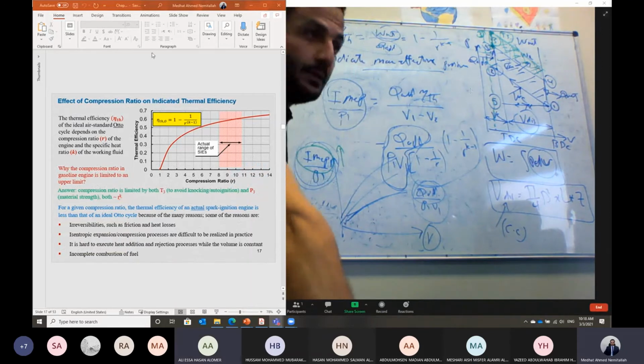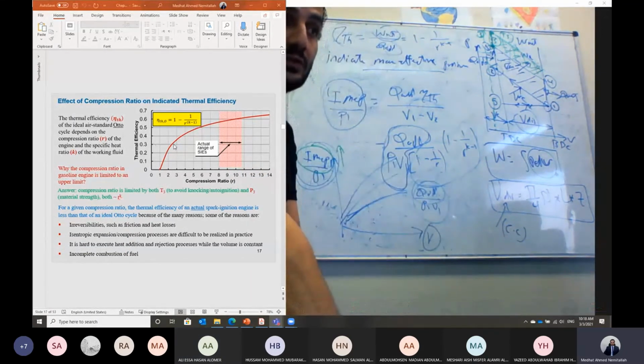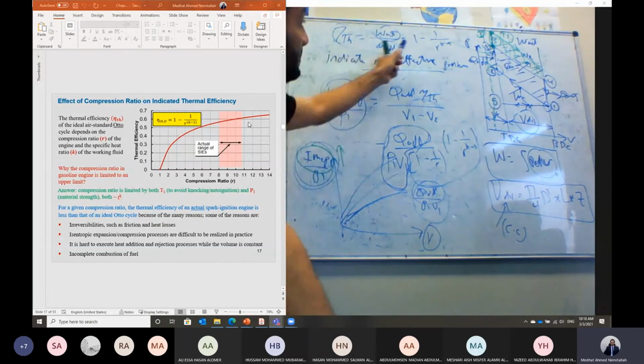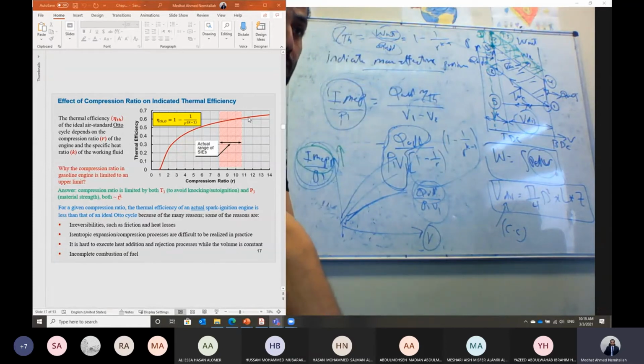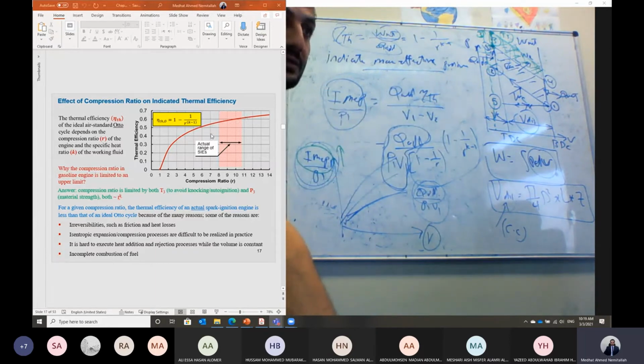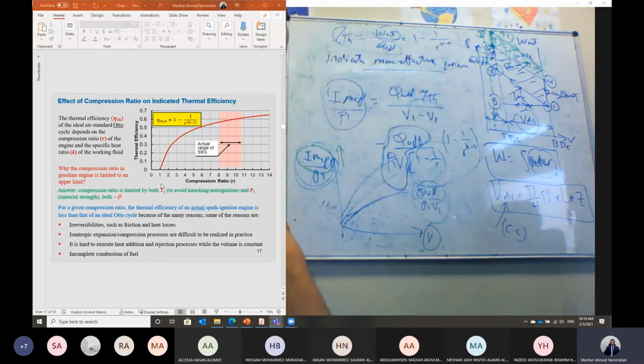Yeah, it's clear. This also, as we said, as we increase the compression ratio, the efficiency can be increased, and this is actually based on this relation: thermal efficiency equals 1 minus 1 over r to the power k minus 1. If I increase the compression ratio, the thermal efficiency should be increased. It is starting here from 0. If we have compression ratio equal to 1, this term will be 1 minus 1, which is 0. Increasing the compression ratio will result in higher thermal efficiency.